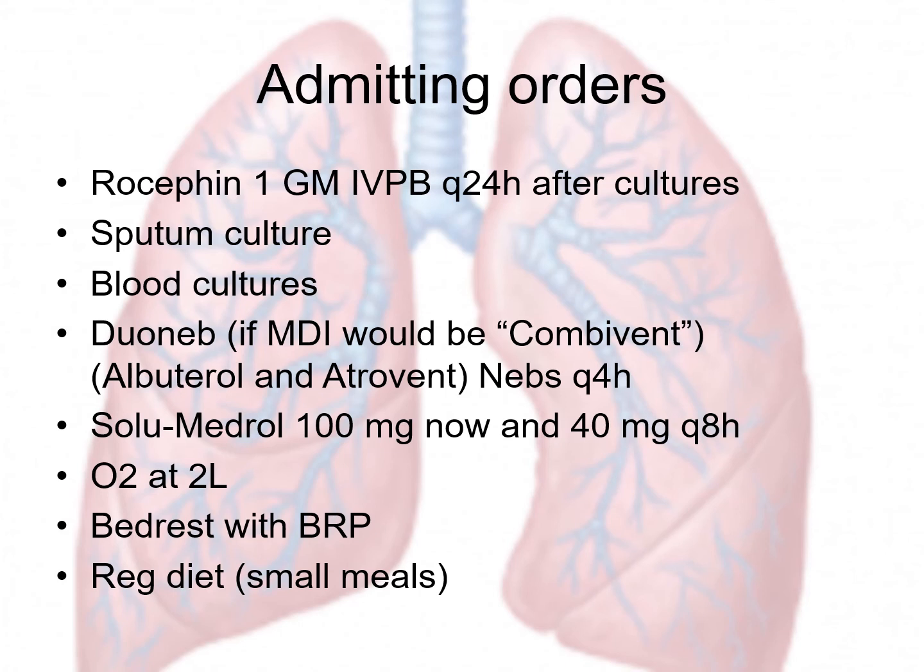We'll usually give her DuoNebs, which are a combination short-acting beta-agonist and a short-acting muscarinic antagonist. In an MDI version, metered dose inhaler version, this is Combivent, but when we're giving it as nebulizers, it's called DuoNeb. Solu-Medrol will decrease the inflammation. This is an intravenous steroid. We'll give her some oxygen. We'll try to keep her energy level up, but give her a lot of rest by keeping her on bed rest with bathroom privileges. She'll eat a regular diet, but needs small meals because she's not able to eat as much because she gets short of breath.